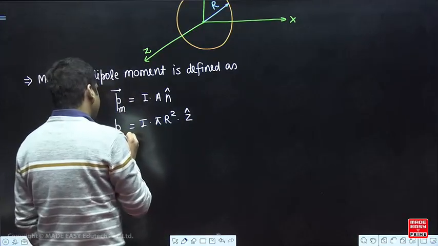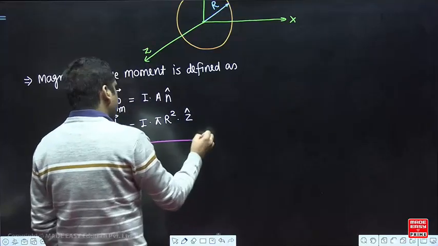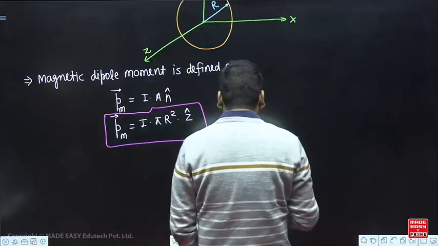Z cap is unit vector along z axis. This is the magnetic dipole moment. This is the value of magnetic dipole moment.